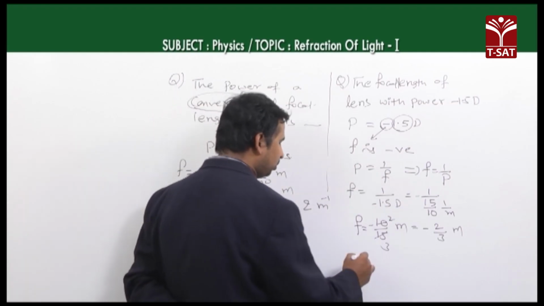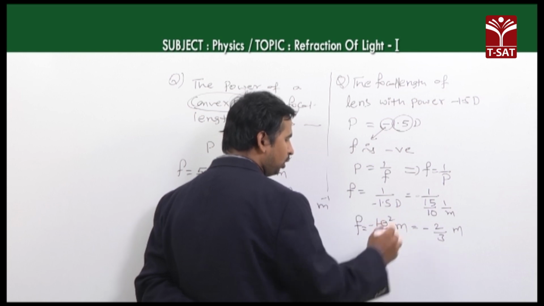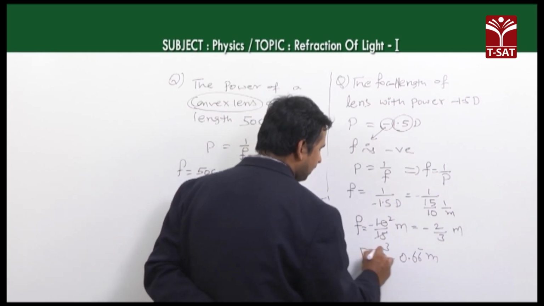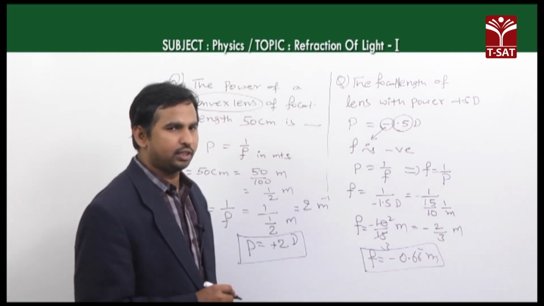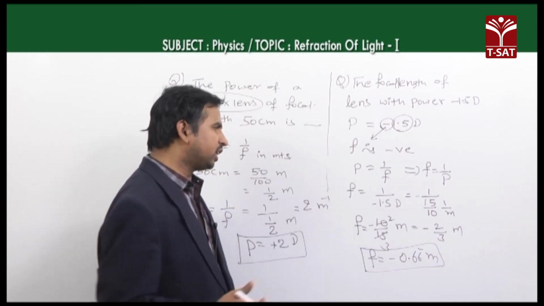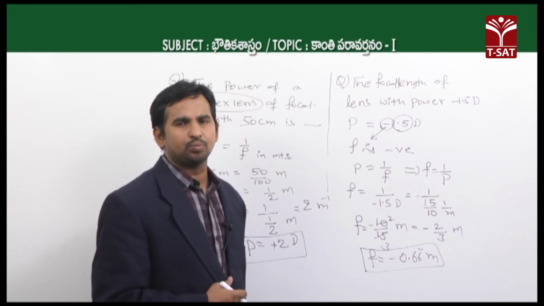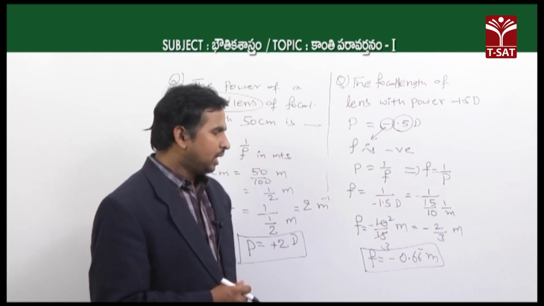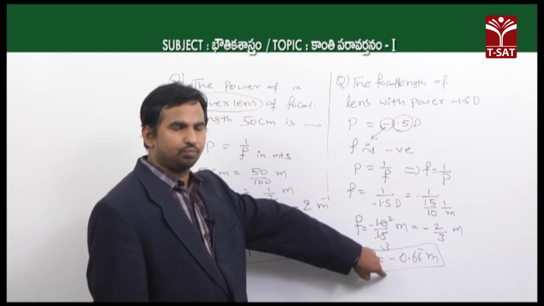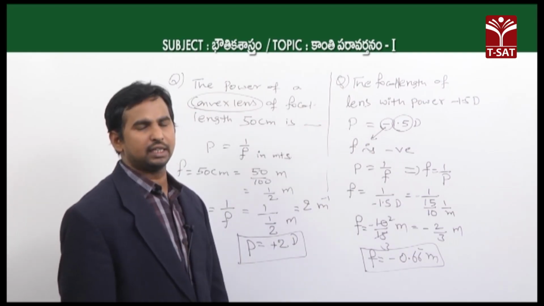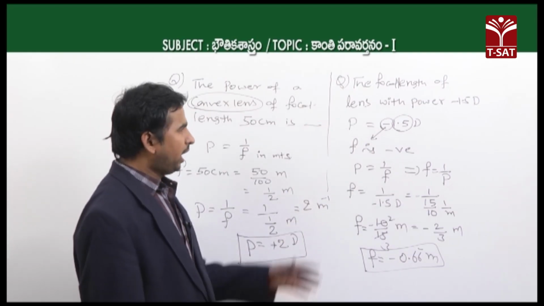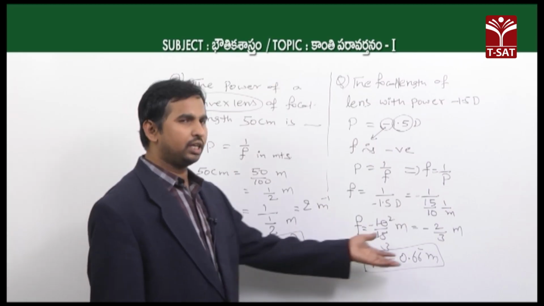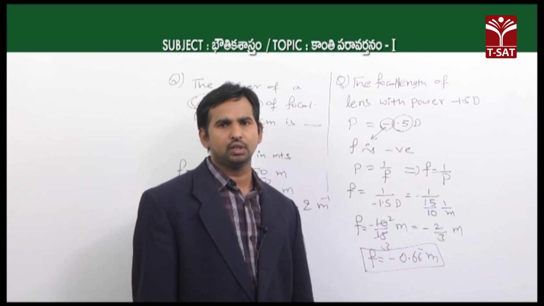If we calculate the value, finally we get f is equal to minus 2 by 3, which is minus 0.66 meters. If you want to convert that into centimeters, we can write 0.66 into 100, which is 66.66 centimeters. And if you observe here, again we have a negative sign, which means the lens is a concave lens. The lens having a power of minus 1.5 D has a focal length equal to 66.66 centimeters.